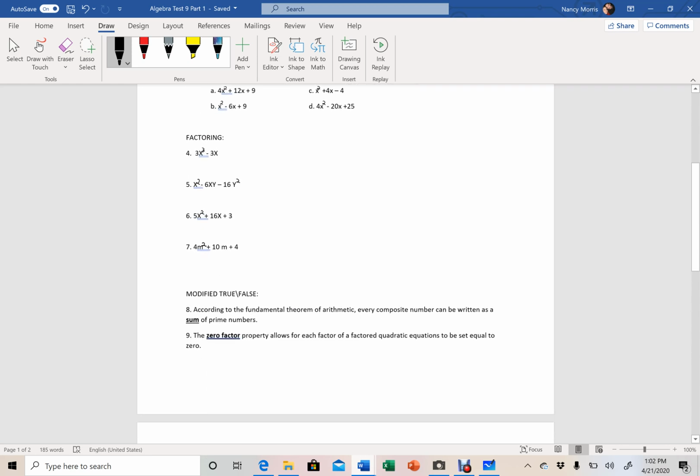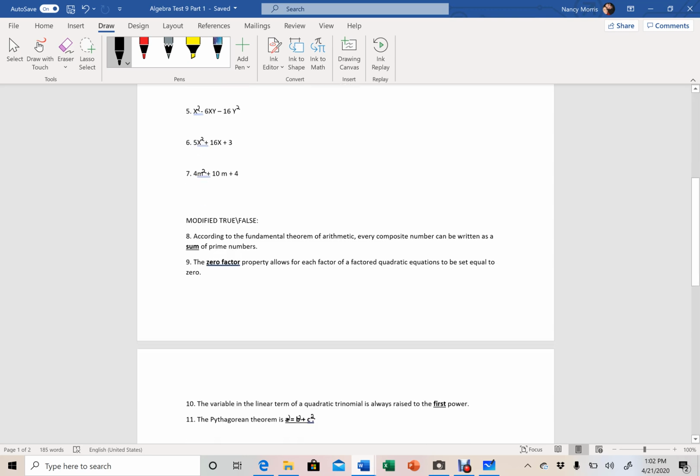We talked about our factoring. We went step by step about the different types of factoring that we'll encounter here in these 4 questions. You should have a pretty good idea of how to factor after the factor review section that we did. But these are your 4 factoring. And then we had the modified true and false.